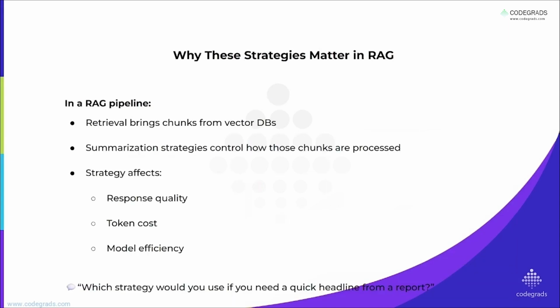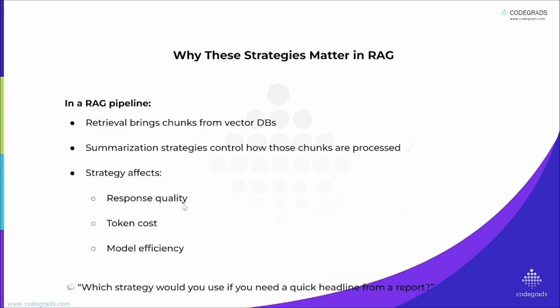Now, why do these strategies matter in RAG? In a RAG pipeline, retrieval brings chunks from the vector database. Whenever we retrieve documents for a user query, it will bring chunks from the vector database. Summarization strategies control how these chunks are processed. These chunks can be very big in size, so we need to process them, and there the summarization strategies come in. We cannot pass these big chunks to the LLM in one go because of the context window limit, and for that we need to use different summarization strategies.